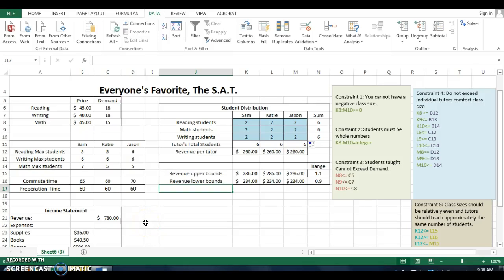Hey guys, so my optimization problem is going to be on everyone's favorite, the SAT. Recently, my sister approached me about pooling the students that she teaches or tutors the SAT with two of her friends who also tutor the SAT, Sam and Jason.